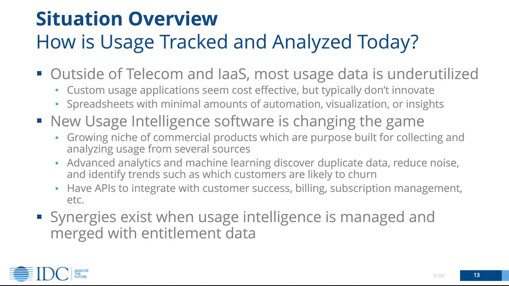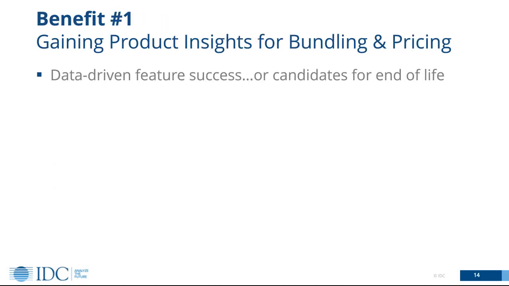And if you pair this data with entitlement data, then you understand when they were entitled, when they upgraded, when they added seats, when they downgraded, whatever they did. You can pair that and have a better sense of knowledge. So you can take that, and now we're going to go into some benefits.